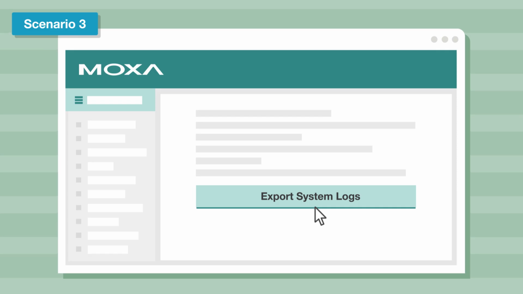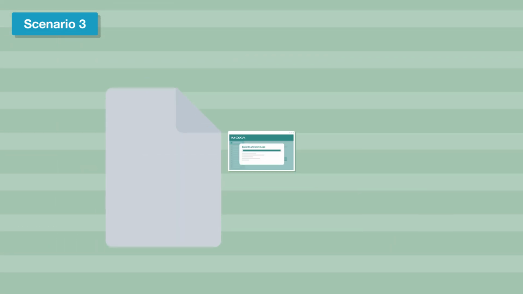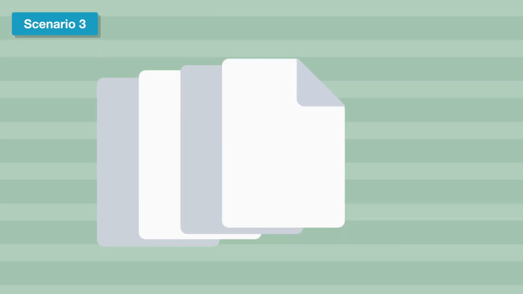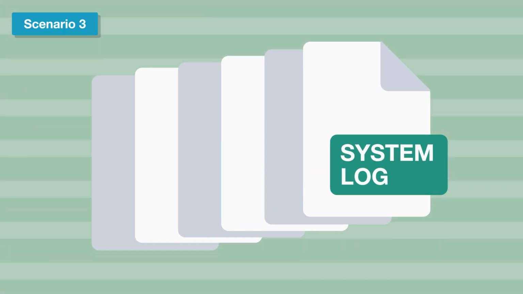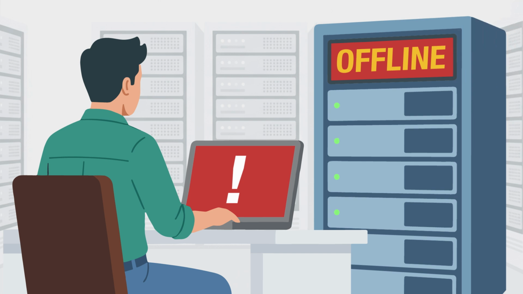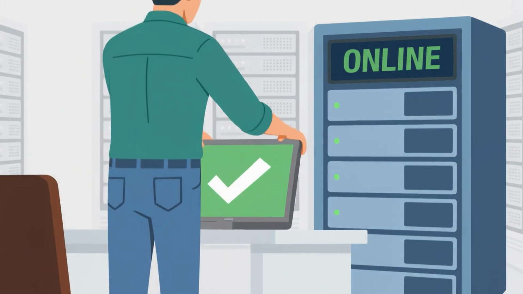With NPort and MGate G2, one click on Export System Logs captures a full system snapshot. Configurations, logs, the works. Ready to send straight to your support team. The machine is back on track, and so is your evening. So gone are the days of guesswork and late nights.